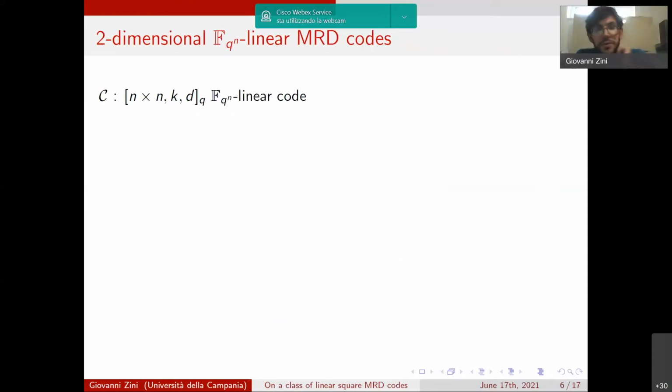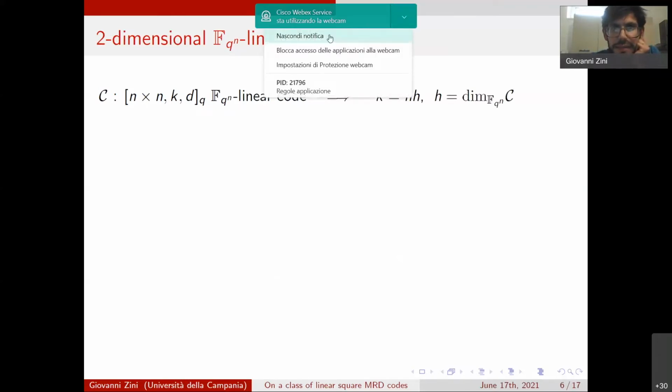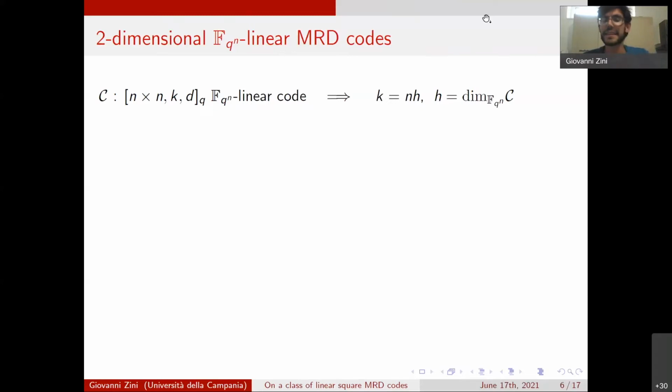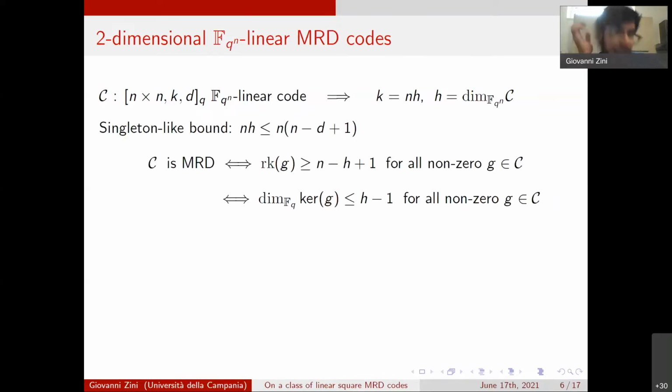Well, consider an F_{q^n}-linear code in this ambient space. Okay, so that the F_q dimension k is n times the F_{q^n} dimension, say h. The Singleton-like bound then looks like this, and the code is MRD if and only if every non-zero code word has an F_q dimension of the kernel upper bounded by h minus 1.